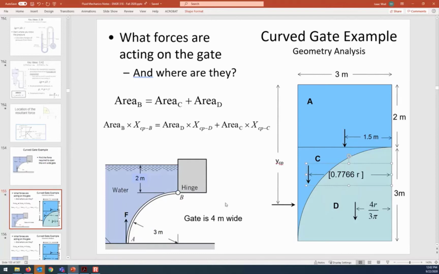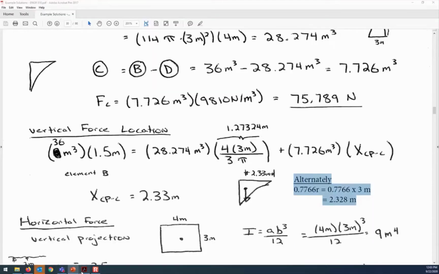So that defines, think about it, we're doing a moment analysis about the hinge at B. We want to find out what forces are pushing the gate counterclockwise, because we want to open the gate by pulling on it at A in a counterclockwise direction. So we've just found out how big force A is and where it's located, and how big force C is and where it's located. With those, we're going to be able to find the moment that is causing the gate to be closed. But there's also the horizontal force that we have to account for.